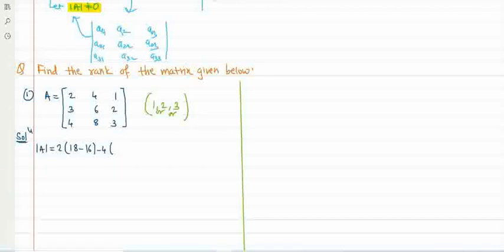Minus 4 into 9 minus 8, correct? I hope that all of you know how to solve. Answer is 0. Just I will write. Okay, that's correct. And the last one is 24 minus 24.